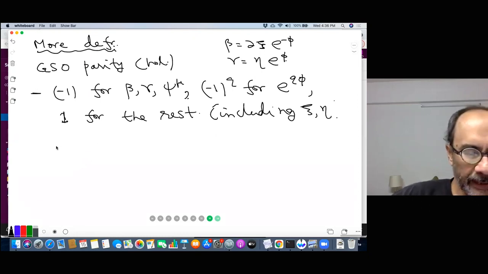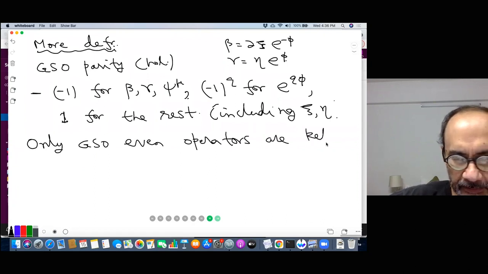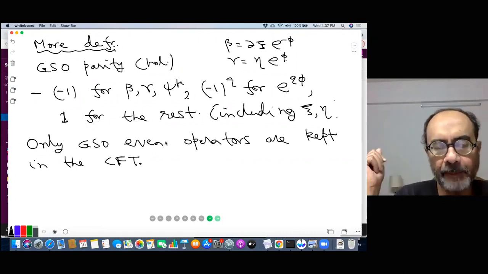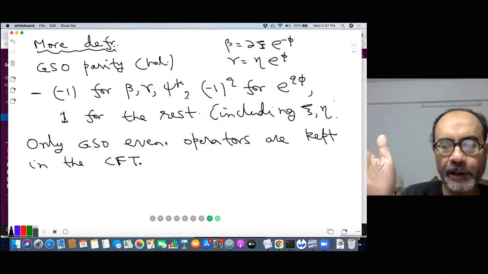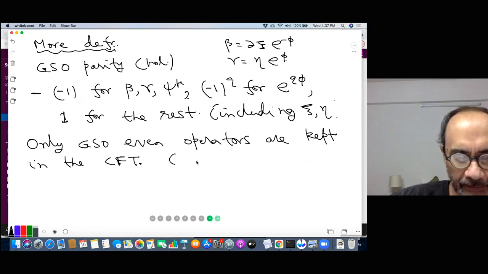Now an important statement. Only GSO even operators are kept in the CFT. The GSO odd operators are there, sometimes they are useful, but we are not going to keep them as valid operators in the conformal field theory. Similarly in the anti-holomorphic sector.